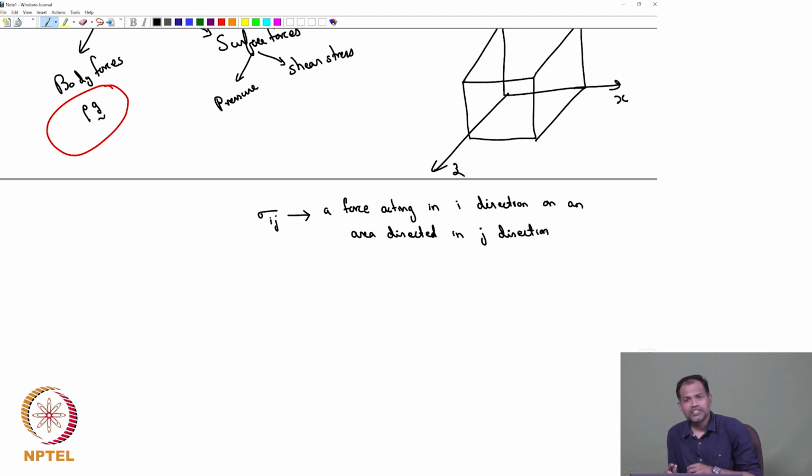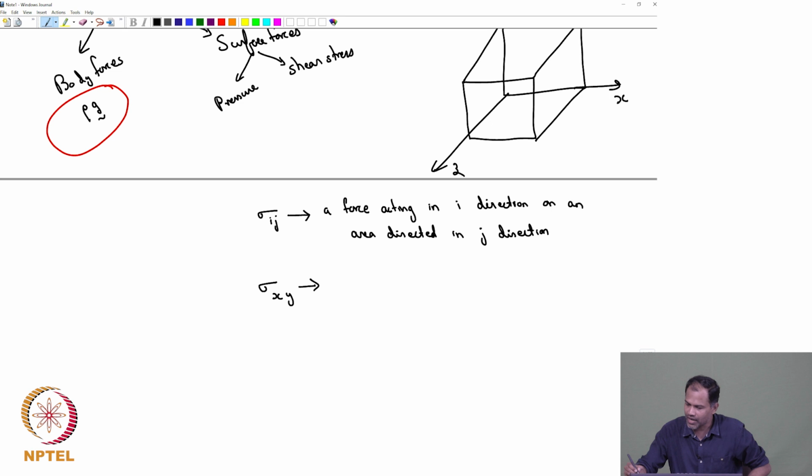So, you can always define a vector normal to any area that you consider, and let us say j is the direction of the area and i is the direction of the force. Okay. So, that is how you will represent your surface forces. For example, if you talk about sigma xy, that means you have a force which is acting in the x direction, but it is on an area that is perpendicular to y direction. So, that is the idea of defining it.